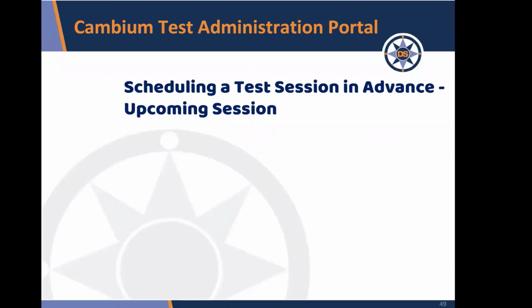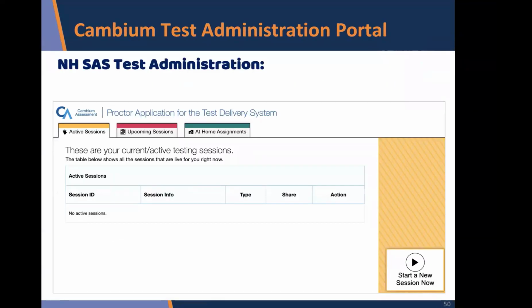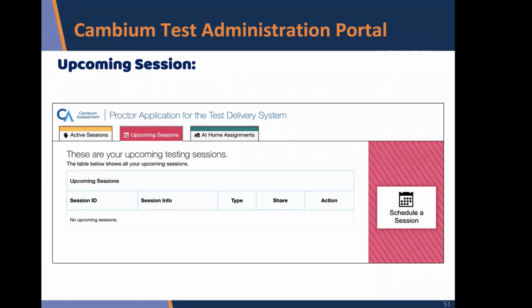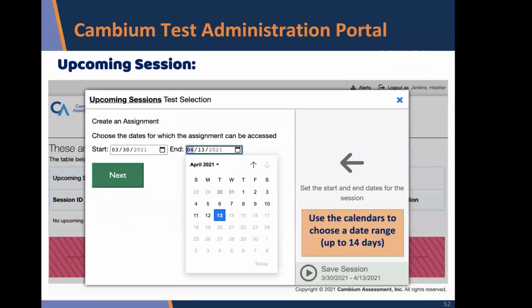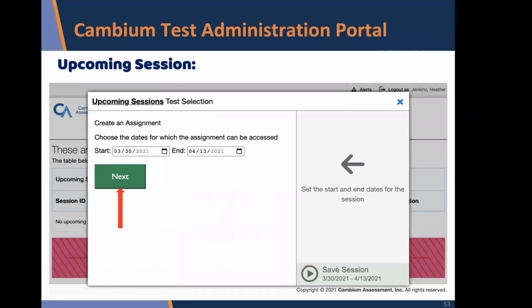Now I want to talk a little bit about creating an upcoming session for your summative administration. It is a very similar process in that you're going to get a session ID and all of that, but with an upcoming session you're able to put in a testing window. So I want to go through this. You're going to click upcoming session, then choose schedule a session here. And this is where you have up to 14 days of a date range to say this is the window in which I want to administer this particular summative assessment. So you'll choose your date range and then click next.